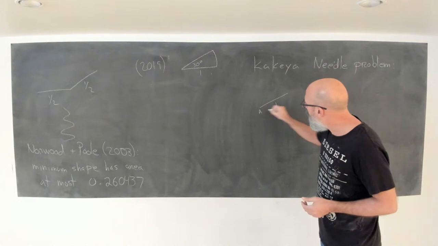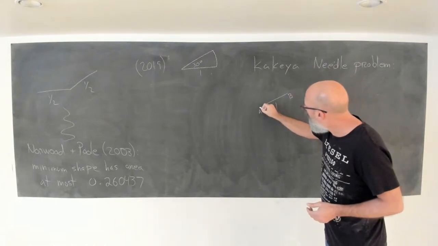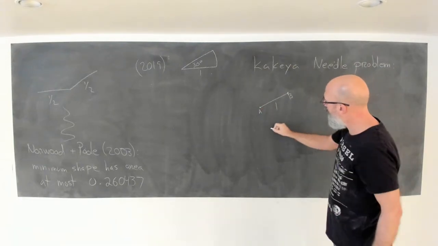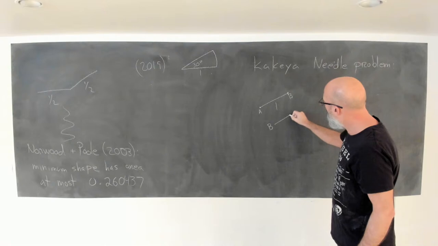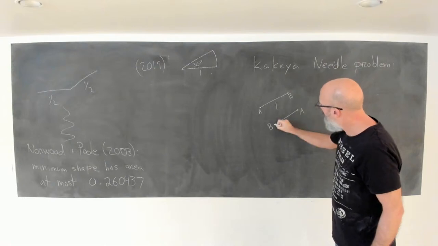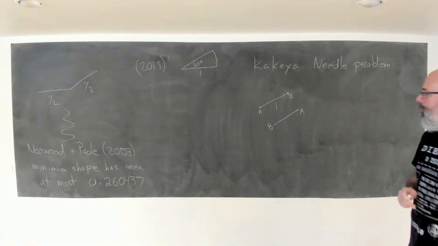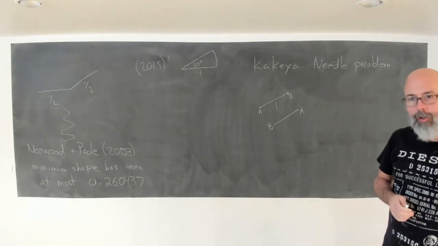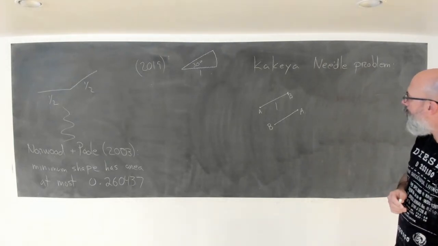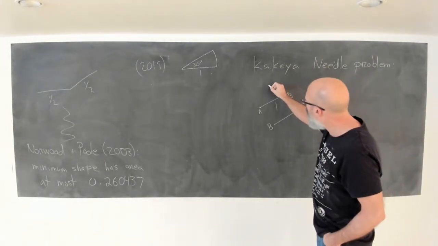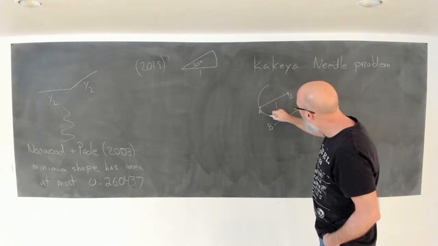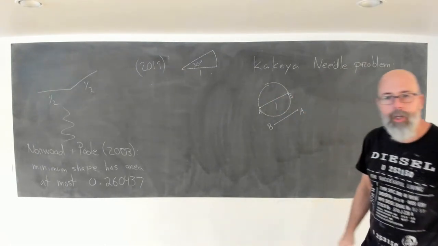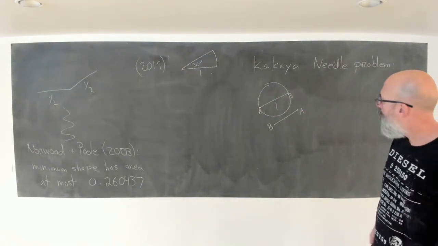Right, so suppose you have a needle, and let's label the endpoints A and B. We want to flip it around so that it looks like this. What is the area of the smallest region you need to flip this around? Well, of course, if you had a circle of diameter 1, you could just rotate. That's very easy.